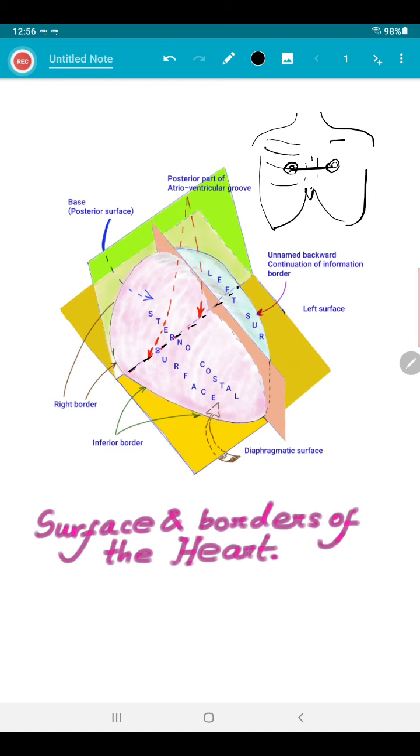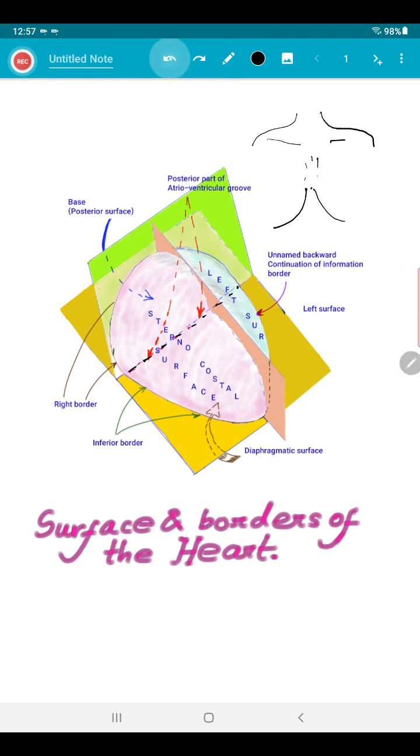When you go to the medicine ward in final year, the examiner or physician will ask you to show the clinical base of the heart. That time this anatomical definition will not do. Remember it.